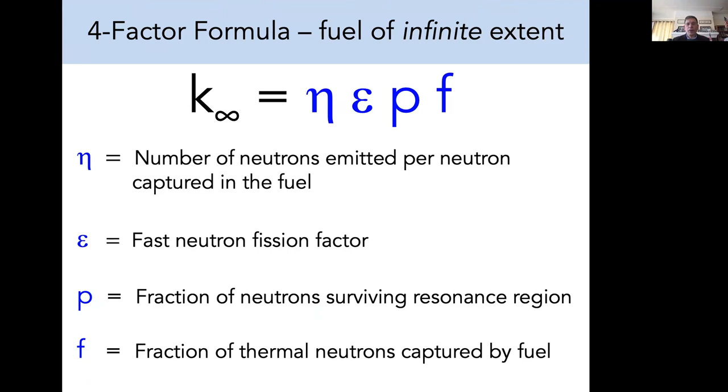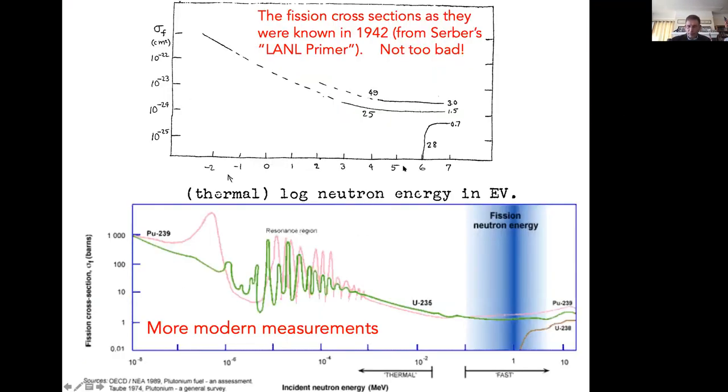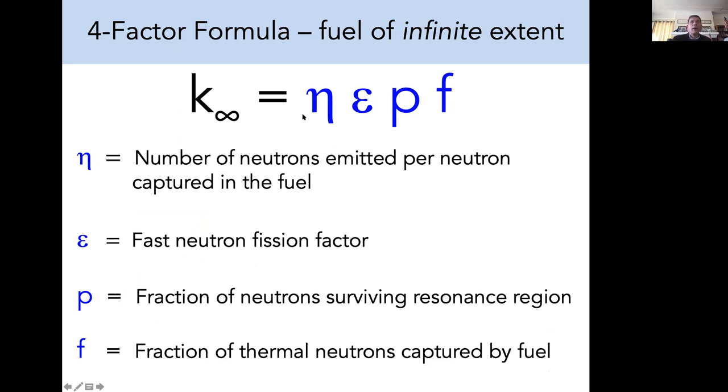Let's first of all talk about, and we'll actually show some cartoons and think through this a little bit later on, but let's think about if I had an infinite amount of fuel. So it's infinite in all three directions. What I call K sub infinity, the infinity just means that I'm dealing with fuel without a boundary. The neutron multiplication factor is actually the product of four factors. We'll actually talk about finite size assemblies and what's called the six factor formula.